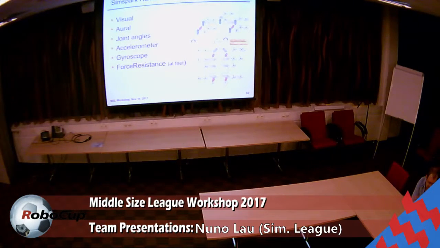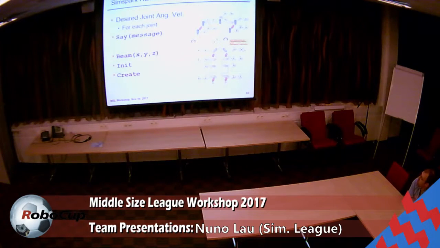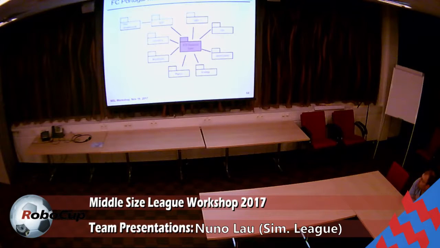And so you have visual information, as we saw. Here you can hear what the others say. You can control joint angles. You have the accelerometer, gyroscope, and force resistance sensors on the feet. You control the joint velocity for each joint. You have a say command in order to convey information to others. You have a beam command in order to position your agent in the beginning, and the init and create commands are also used in the beginning.